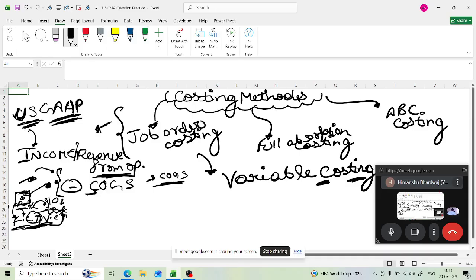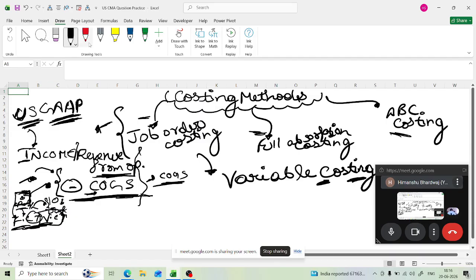You will learn this in very, very detail in part one. But right now, we have one understanding: in a normal statutory income statement, like what we have to present in our annual reports to our shareholders according to US GAAP or IFRS, there is no distinction between fixed cost and variable cost. Same goes for job order costing, full absorption costing, and ABC costing.